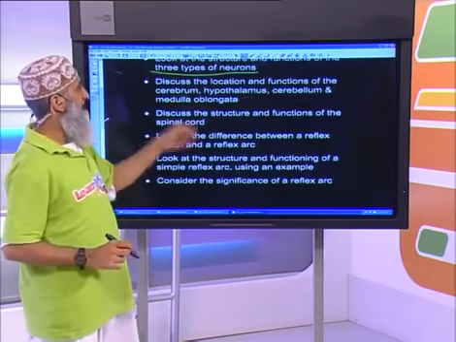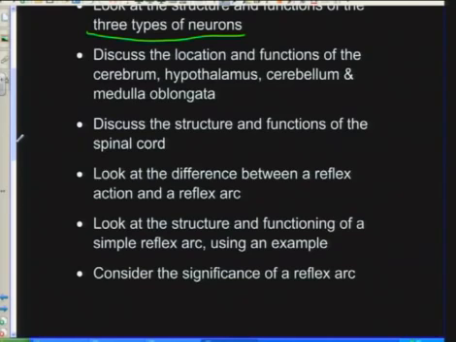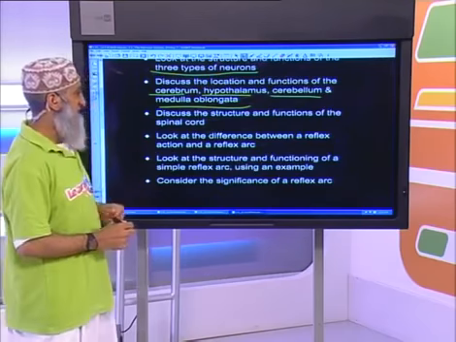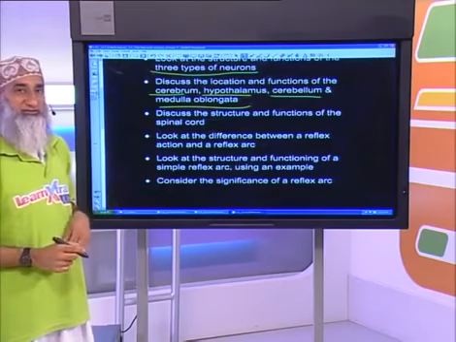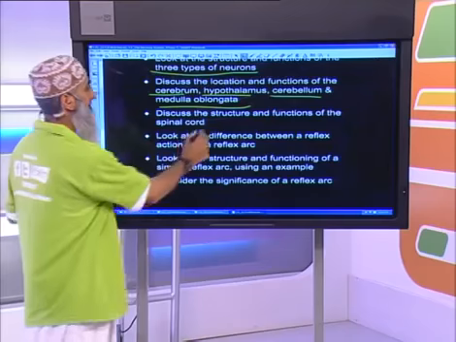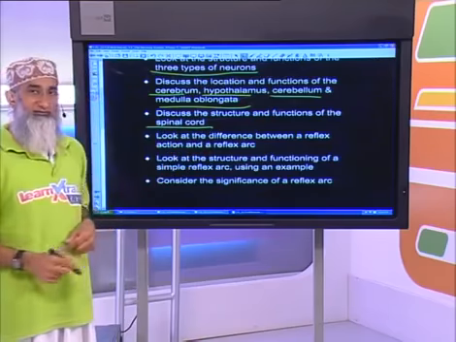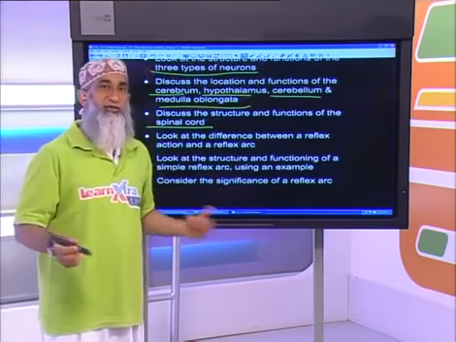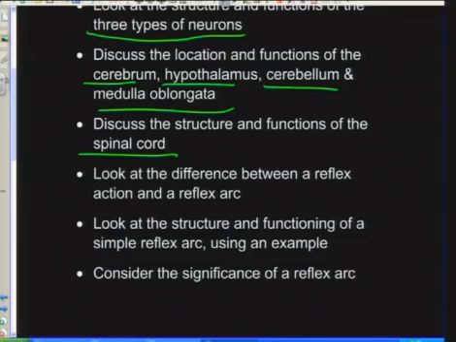We then want to look at the location and functions of parts of the brain. Which parts of the brain? The cerebrum, the hypothalamus, the cerebellum, and the medulla oblongata. Big words, guys, but you're going to get used to it. We also want to look at the structure and functions of the spinal cord. And then, if we look at the spinal cord, we must also look at what a reflex arc is and what a reflex action is.